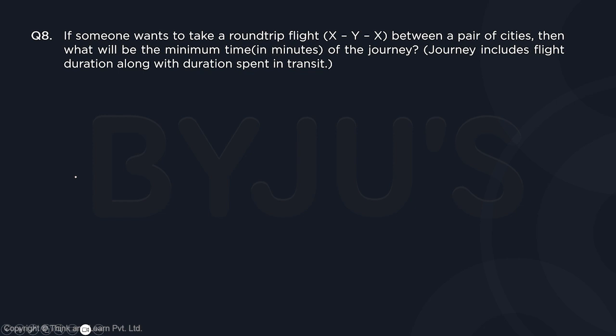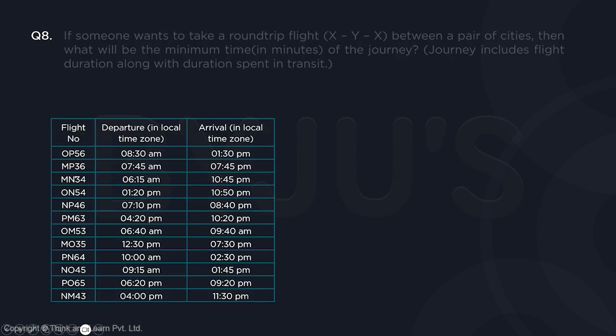If someone wants to take a round trip flight from X to Y, Y to X between a pair of cities, what will be the minimum time of the journey? Okay, let's find out the minimum time of the journey. Journey includes flight duration with duration spent in transit. So let's talk about it.